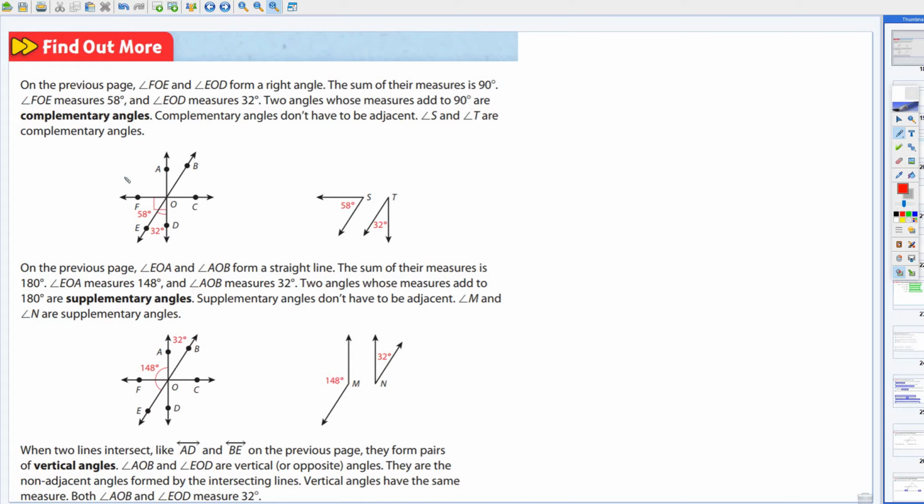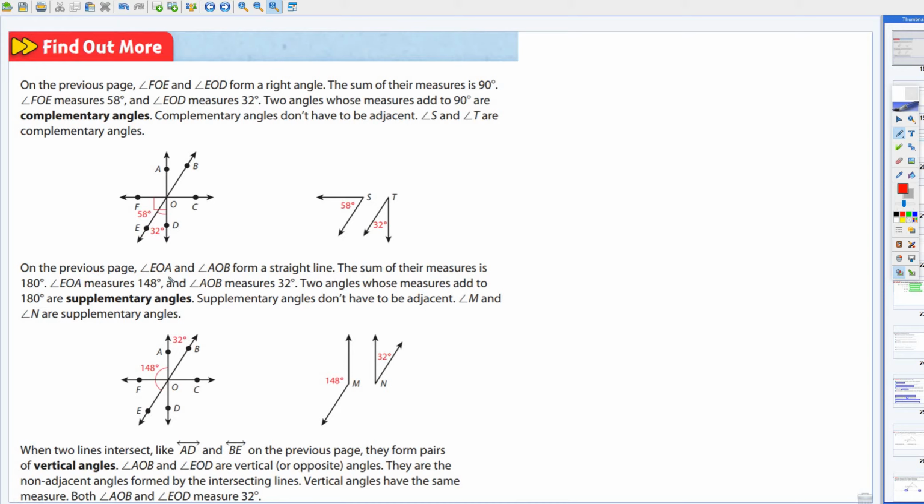Angle FOE measures 58 degrees, and angle EOD measures 32 degrees. Two angles whose measures add up to 90 degrees are complementary angles. Complementary angles don't have to be adjacent. As you can see here, angle S and angle T are complementary angles. They're not next to each other, but together they add up to 90 degrees, so they are complementary. As long as two angles add up to 90 degrees, they are complementary.